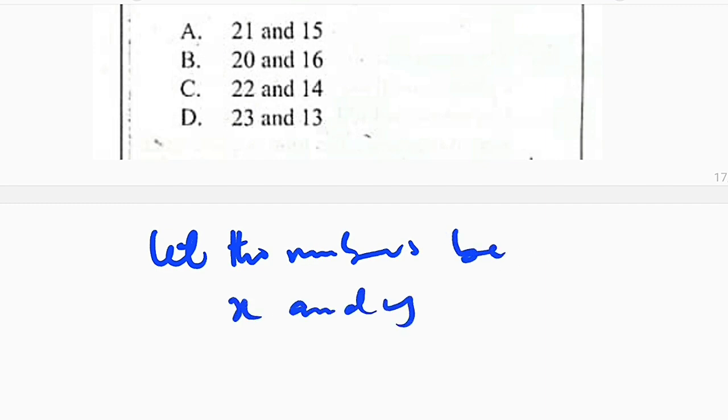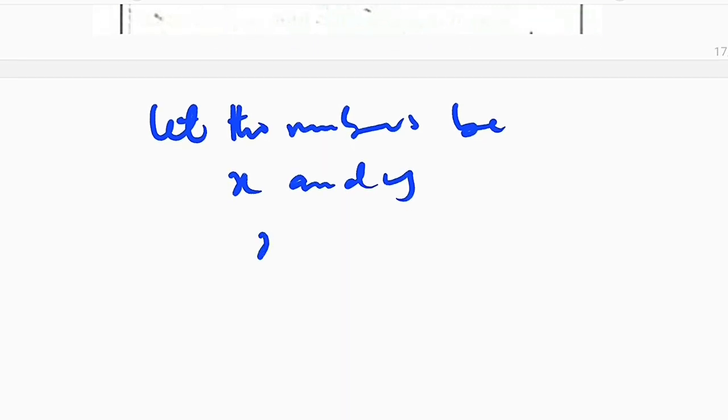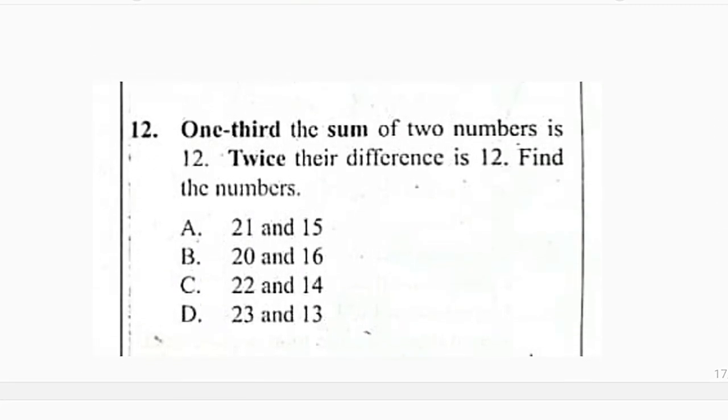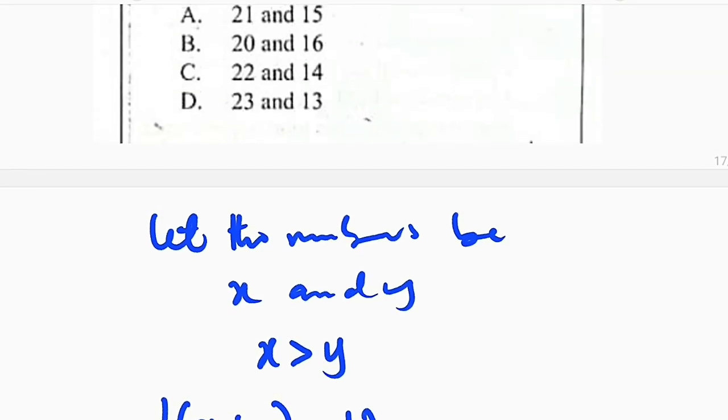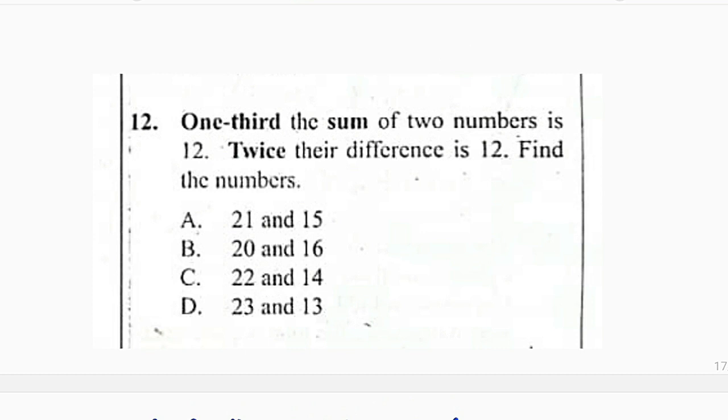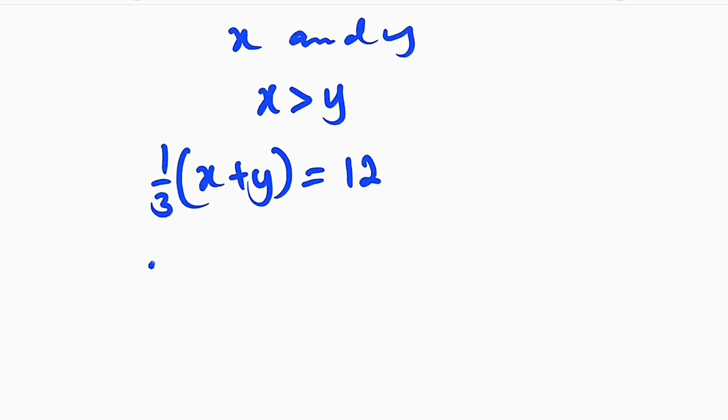So I would like to declare the numbers with X and Y. So let the numbers be X and Y. And because one number is greater than the other, I would like to let X be greater than Y. So the first statement stated that 1/3 of their sum, X plus Y, is equal to 12. Then the second statement stated that thrice, 3 times their difference, X minus Y, since X is greater than Y, is also equal to 12.